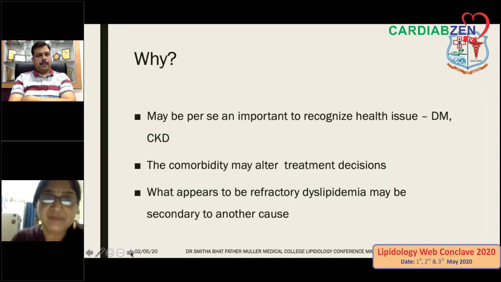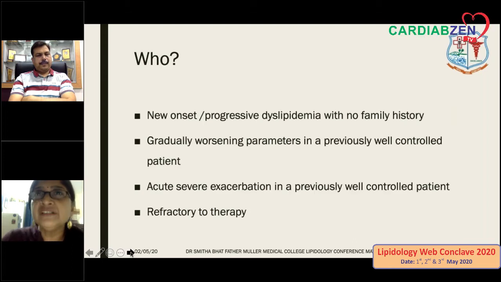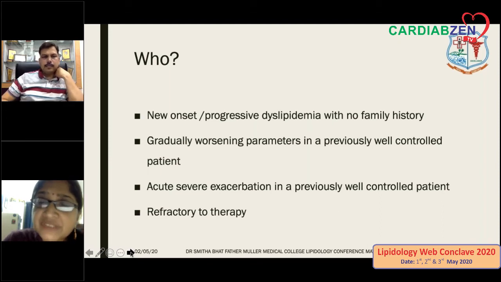Now, when do you suspect? Often I see my PG residents see a patient's lipid profile report, and immediately they start treating with statins. But my question is, when do you tell yourself that there might be something else going on? Well, in the following cases, you suspect another cause.